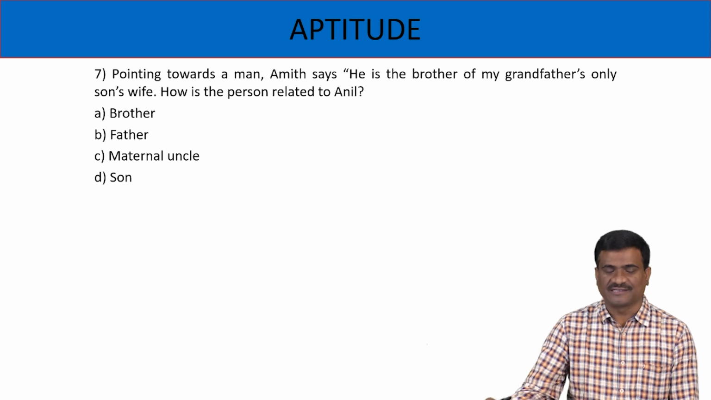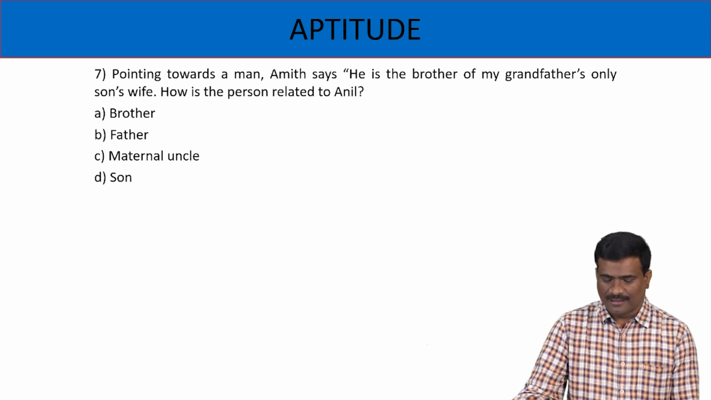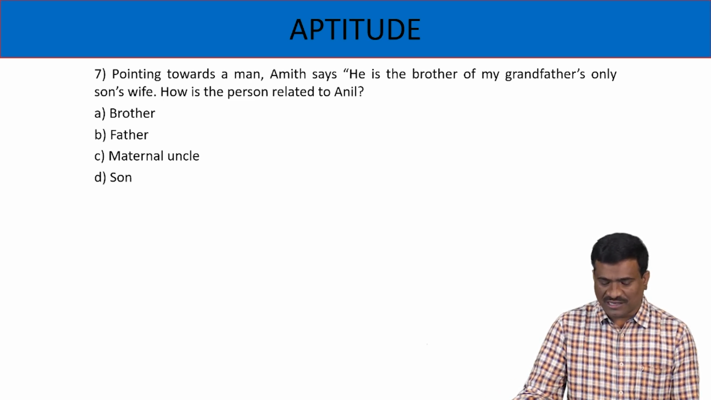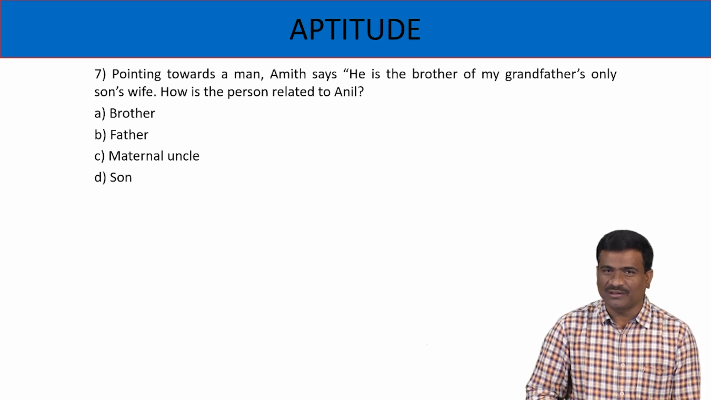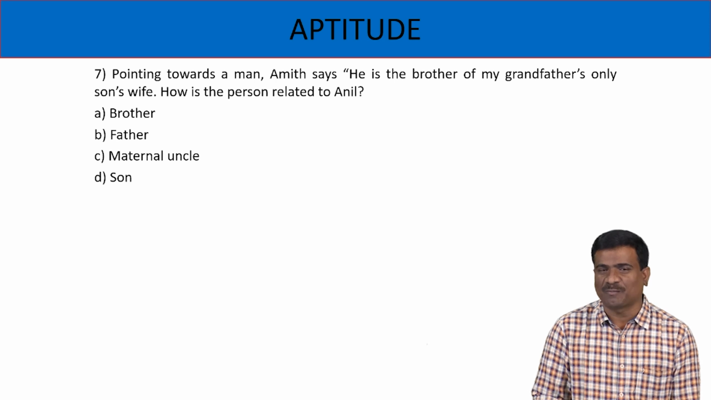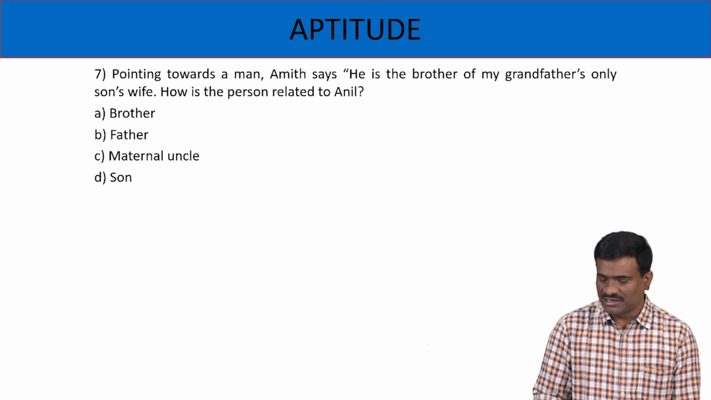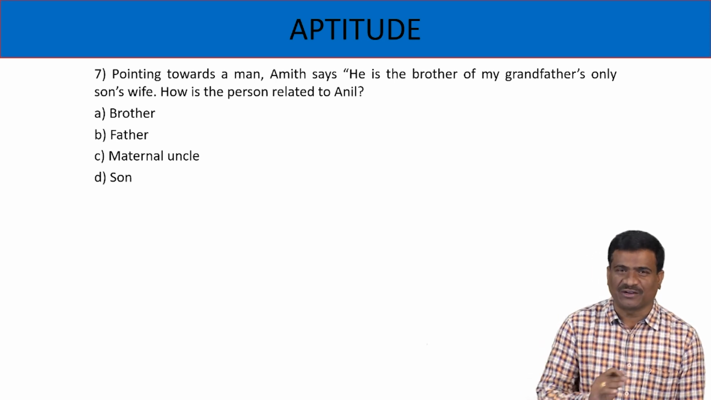Next, 7th example. Pointing towards a man, Amit says, he is the brother of my granddad's only son's wife. How is the person related to Anil? A family based example. There is no formula here. Just apply the concept. Just apply the back to front method.